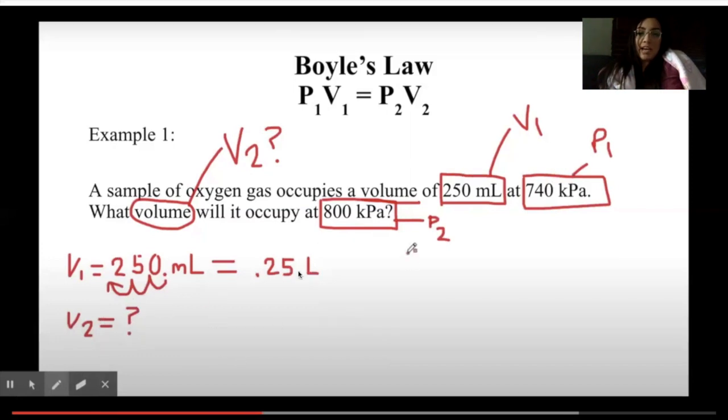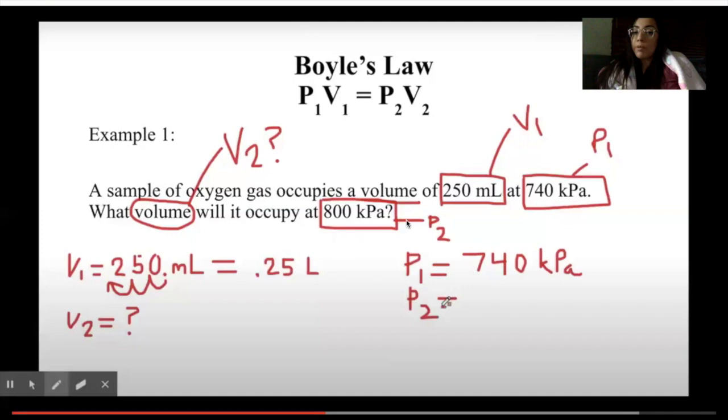And then I have P1 and P2 that I need to identify. P1 is going to be the first pressure that I encountered. It's already in kilopascals, so you don't have to do anything new. You're just going to leave it in kilopascals. That's the unit of measurement you need, so no little conversion like we did before. And then our P2, we already identified it in our word problem, and it was 800 kilopascals.